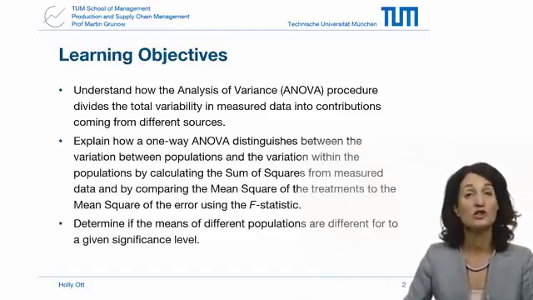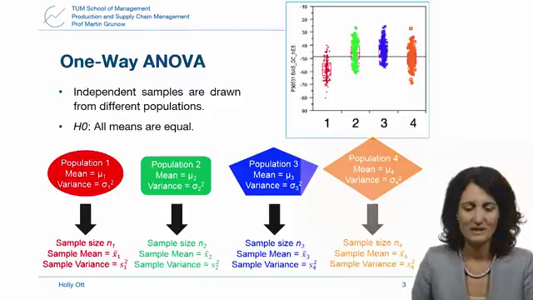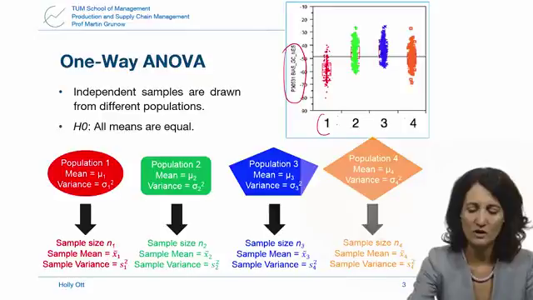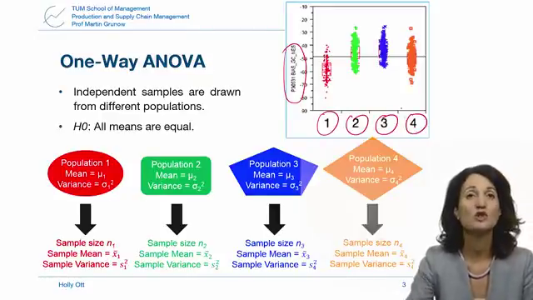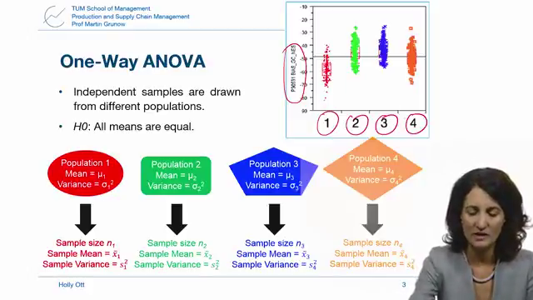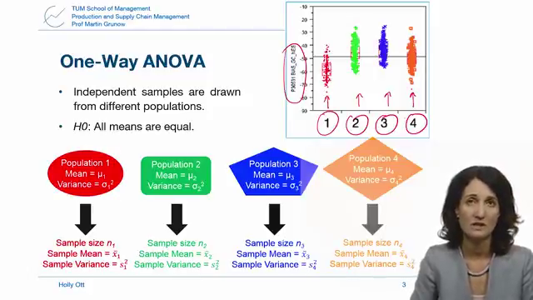And we want you to be able to determine if the means of different populations are different for a given significance level. So again, we have the picture here of our critical to quality variable for different groups, for different treatment combinations, as we've been saying in the design of experiments. This could also be, as we have here, the current process compared to other different processes. And again, we're using the ANOVA because we have more than two different populations that we want to compare. Here we have four different populations.